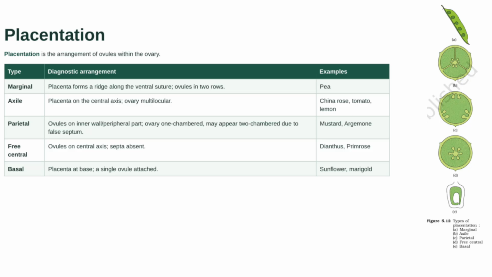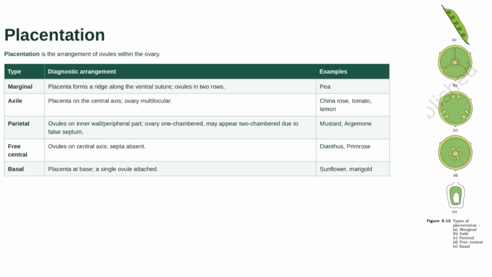In case of mustard, the originally unilocular ovary is made into a bilocular ovary because of the formation of this false septum. The mnemonic to remember the examples is: Pari must sit on the wall and argue. Pari, parietal placentation; must, mustard; sit on the wall, the placenta is on the wall; and argue, argemone.